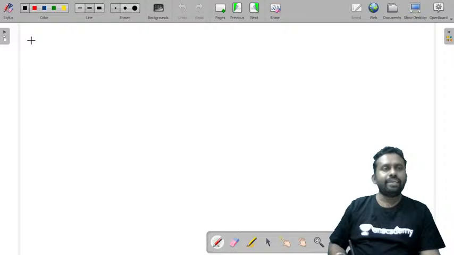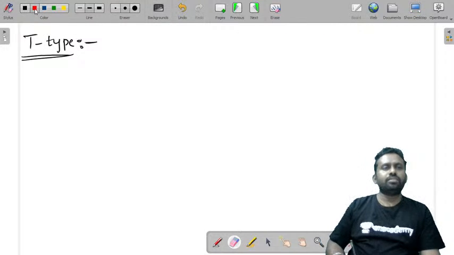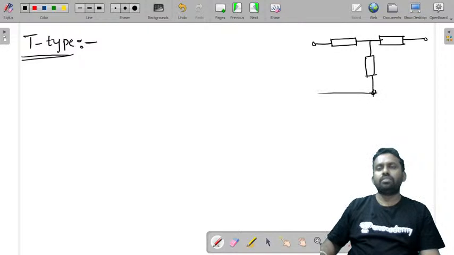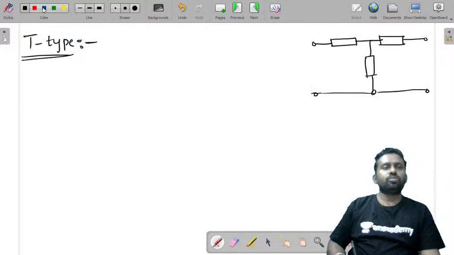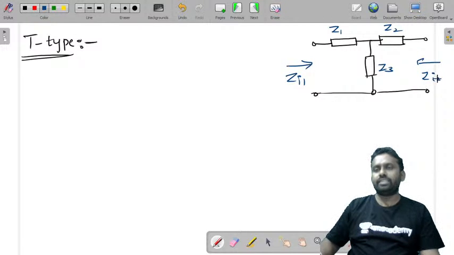Now let us consider a T type impedance matching network, and we will have to design it. So let us consider a T type, a resistor, or you can also consider it as impedances. So let us take this as Z1, Z2 and Z3. So now let us see, this is Z1, Z2 and Z3, and this is Zi1 and this is Zi2.